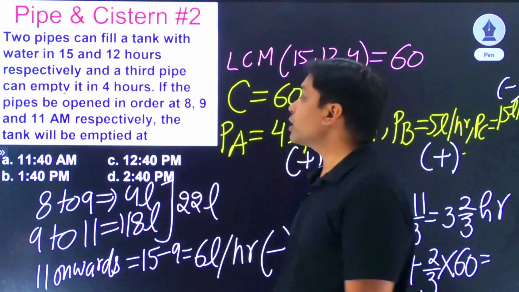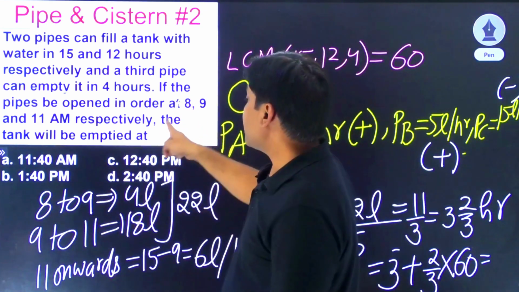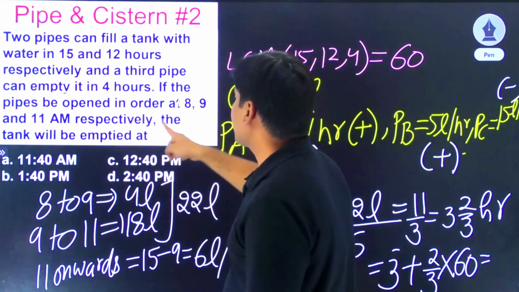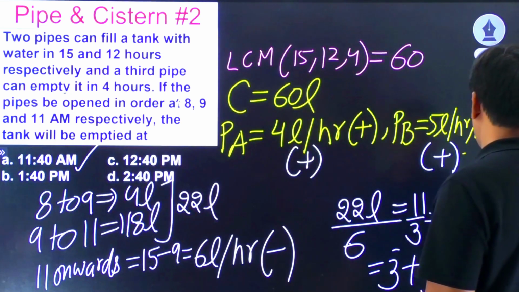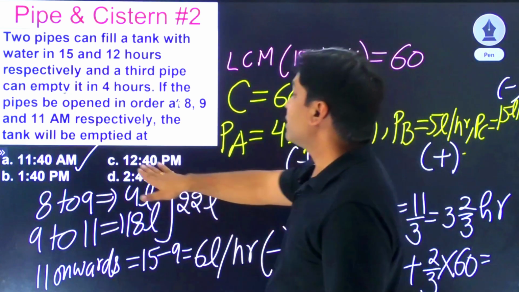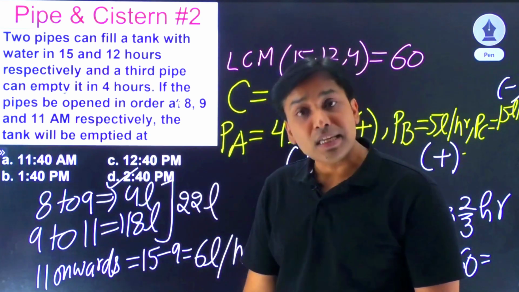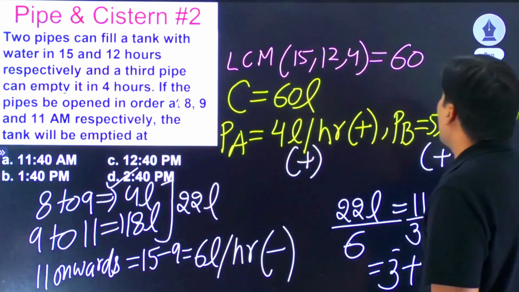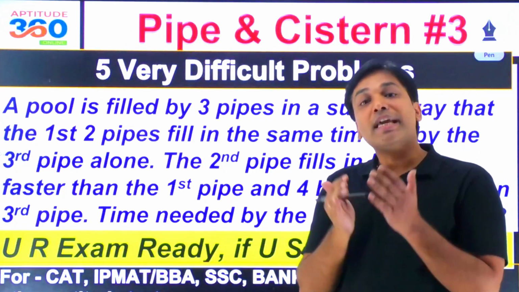3 hours 40 minutes after 8, after 8 3 hours 40 minutes कौन सा आंसर बचा? This one, no, 3 hours 40 minutes after 11. So 11 के बाद 3 hours 40 minutes. Answer number D is the right answer. Okay, so that's pretty simple for you to do. Okay, so this is what I had in this video.